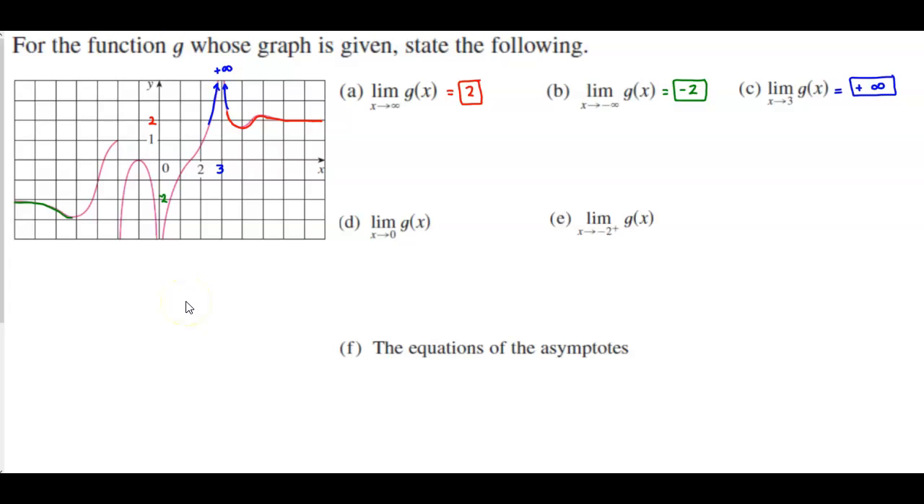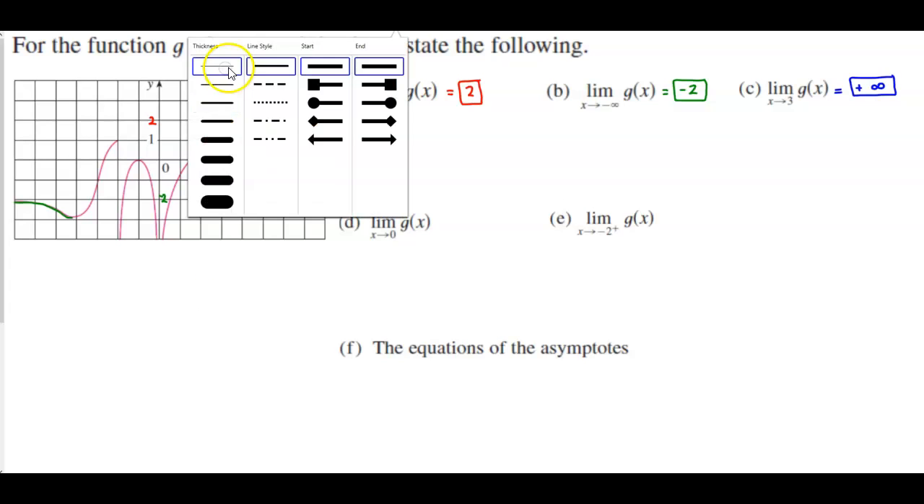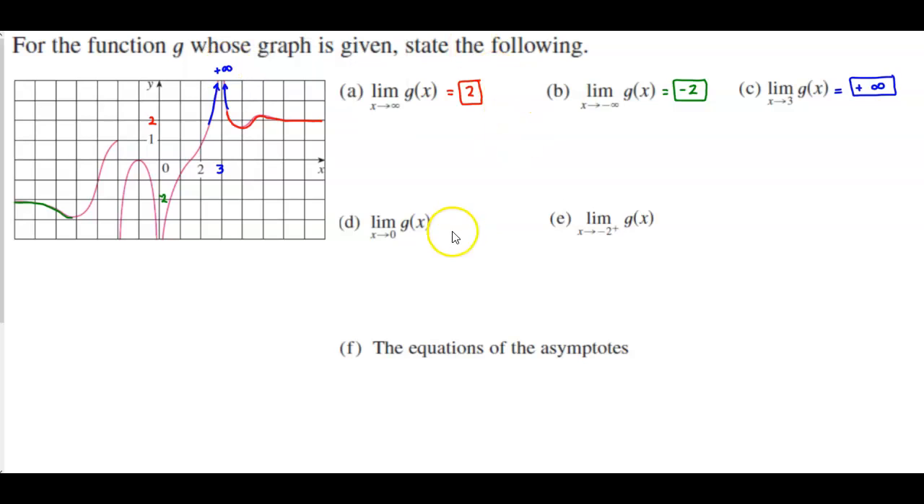Now let's take a look at part D, where the limit is as x is approaching 0 of g of x. Well, that means that it's got to approach 0 from the left and from the right. As it is approaching 0 from the left and from the right, it's approaching negative infinity.